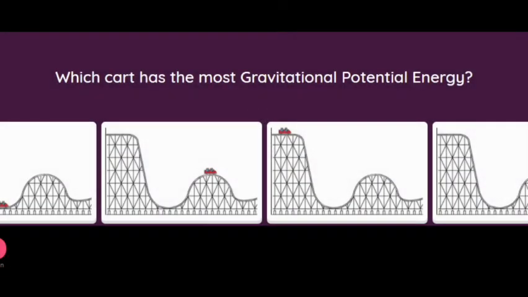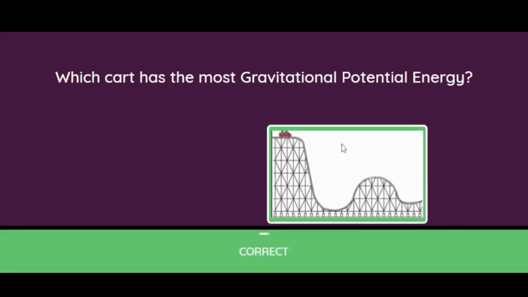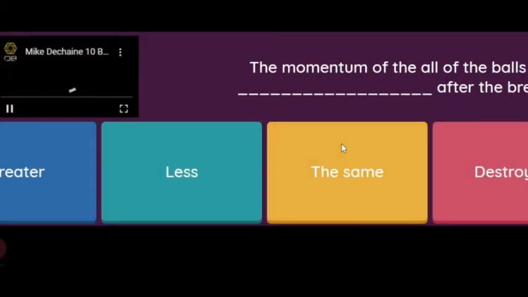Here's another wrinkle. This time the answers are pictures. I ask you a question, the answer could be one of these pictures. So go ahead and pick the one that makes the most sense. The most gravitational potential energy is the highest one.